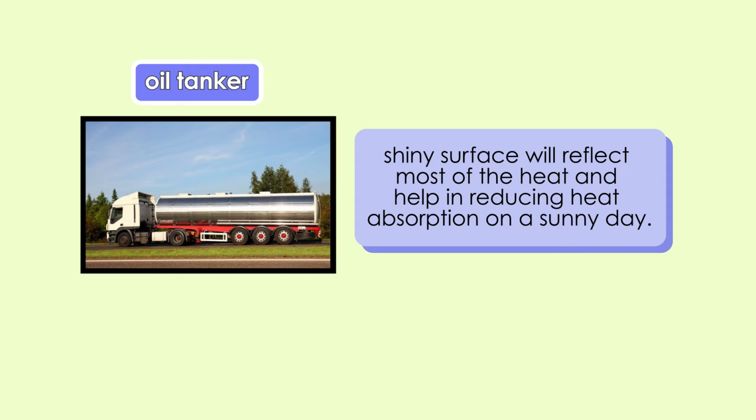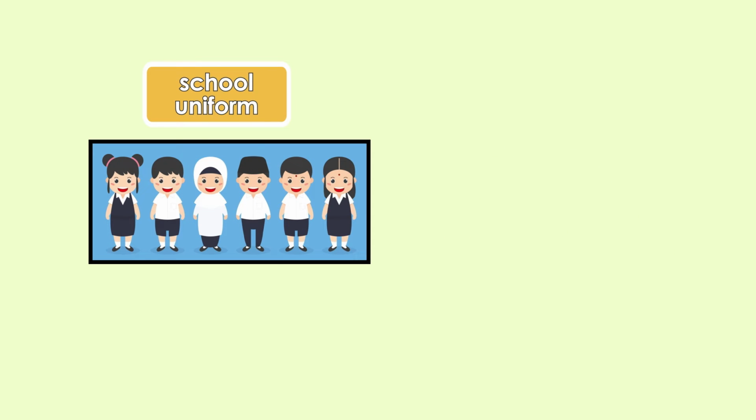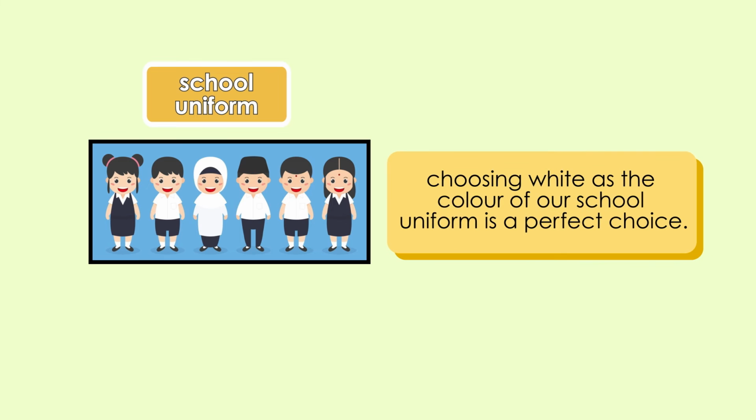Since white will reflect most of the heat, we can see it is being applied to our school uniform. Malaysia receives 12 hours continuous daylight. So, choosing white as the color of our school uniform is a perfect choice.